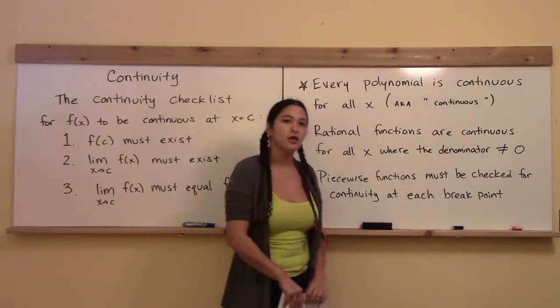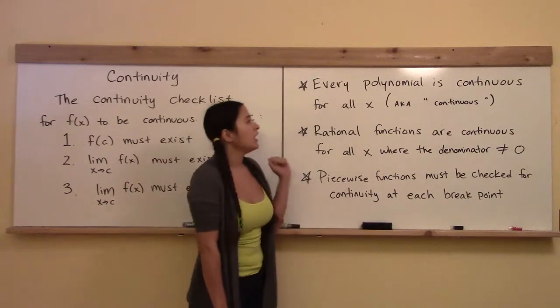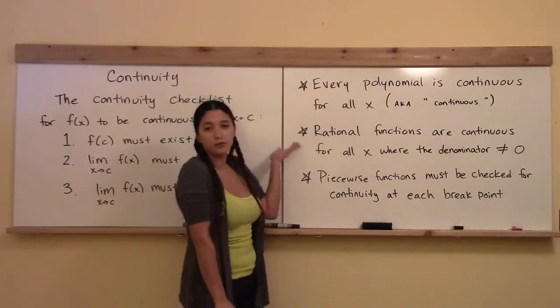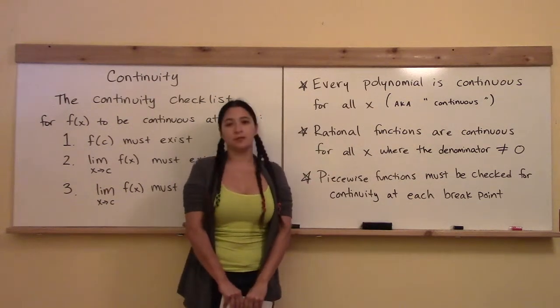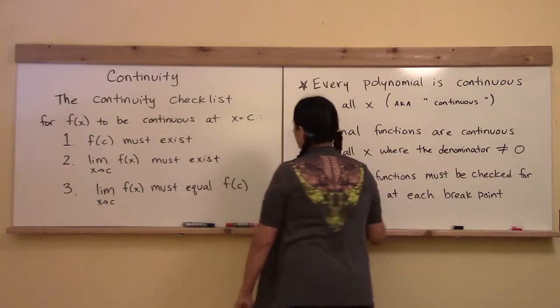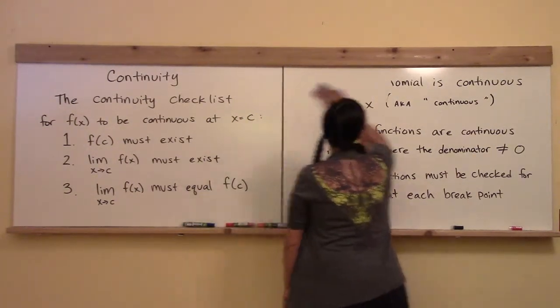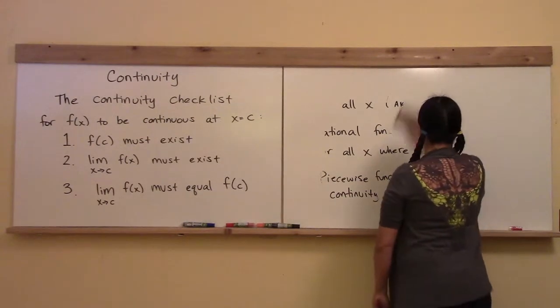Inside each region, you'll have to consider what the functional form definition is in each of the regions. Sometimes it'll be a polynomial or rational function, and then you can go back to these to determine the continuity over each region. Okay, so let's go on to some concrete examples here, and I'll leave the continuity checklist up so we can go step by step through the checklist.